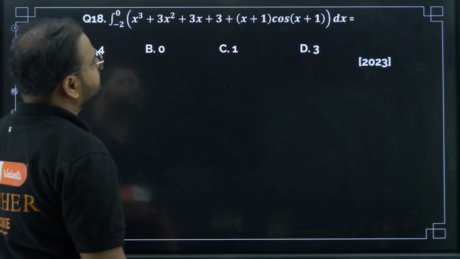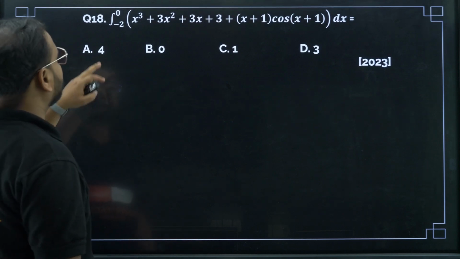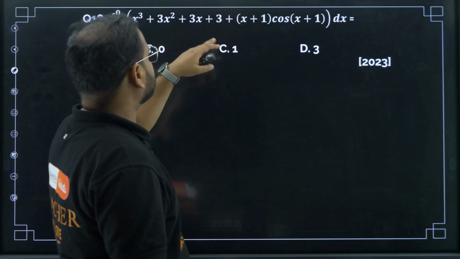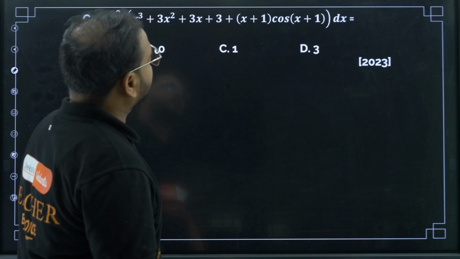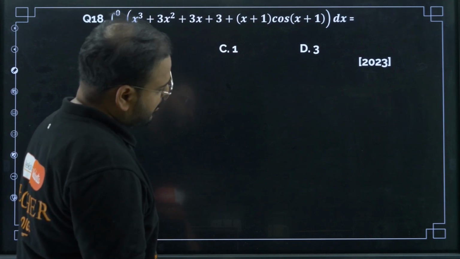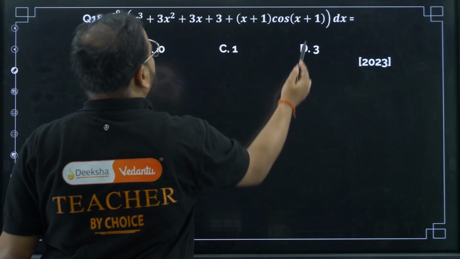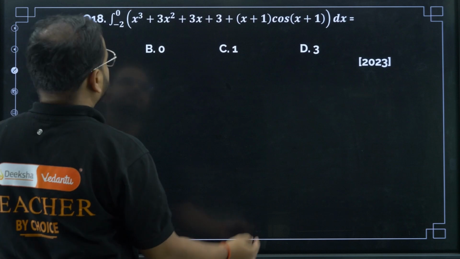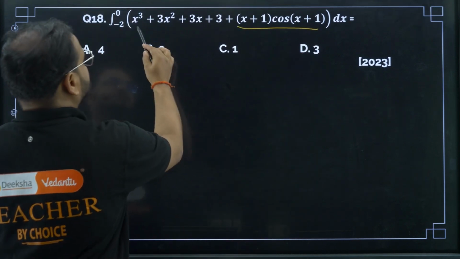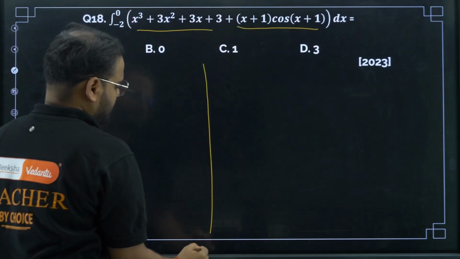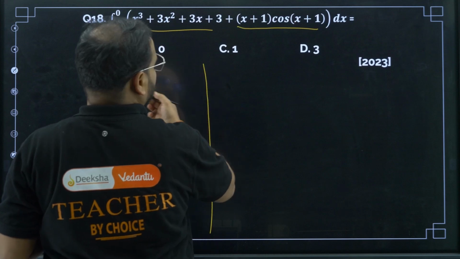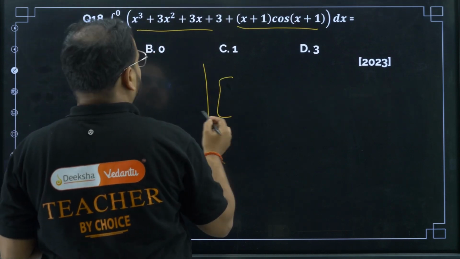We have to integrate, a different integral is there from -2 to 0, x cube plus 3x square plus 3x plus 3 plus x plus 1 times cos of x plus 1. Okay, so I think for this we have to use by parts, and this is so simple. Okay, let's break the question. First take this integral. So you're gonna get what?